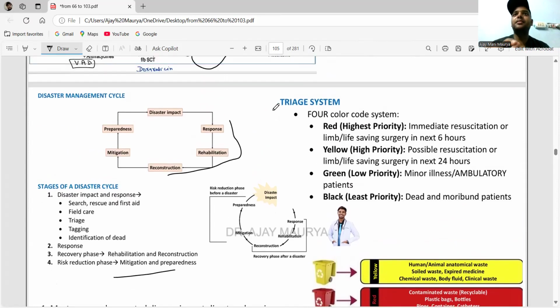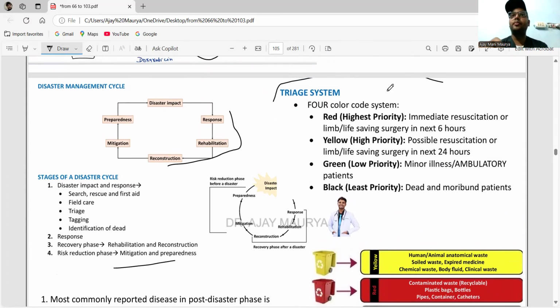The next one is the triage system. These are usually used in what? In emergency situations, like bomb blast situations. So we have to prioritize the patients according to their needs and requirements. Here we have red, yellow, green, and black colors. It is used in emergency situations, like any bomb blasting or accident scenarios.